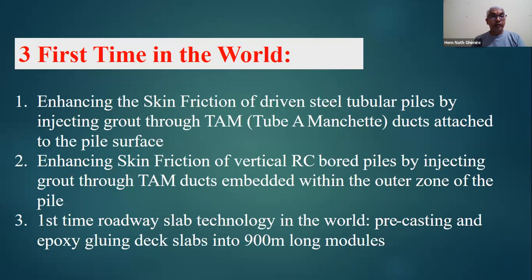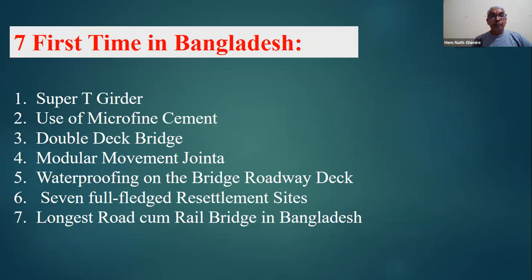Three first times in the world: enhancing the skin friction of driven steel tubular piles by injecting grout through the dam. So this was the first time enhancing skin friction of vertical RC bored piles, and then the first time roadway slab technology in the world, precasting and epoxy gluing deck slabs into 900 meter long modules. These were the 3 first times in the world, and 7 first times in Bangladesh: super girder, use of microfine cement, double deck bridge, modular movement joint, waterproofing on the bridge roadway deck, 7 full-fledged resettlement sites, and the longest road cum rail bridge in Bangladesh. And this happens to be the longest bridge in the River Ganga water system also.